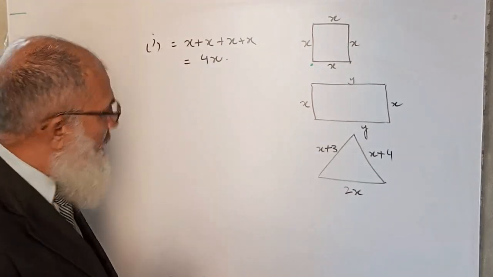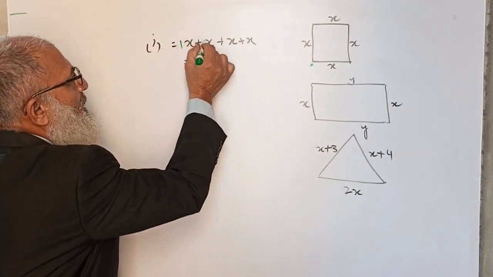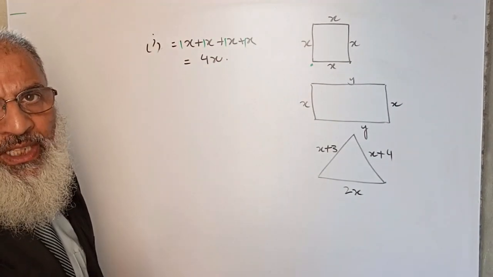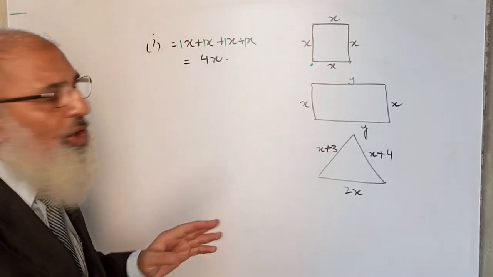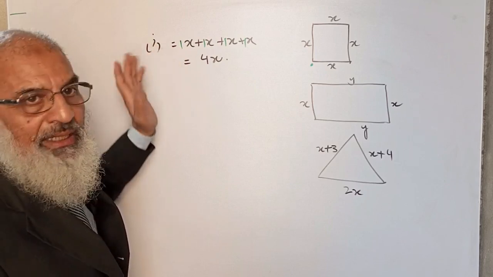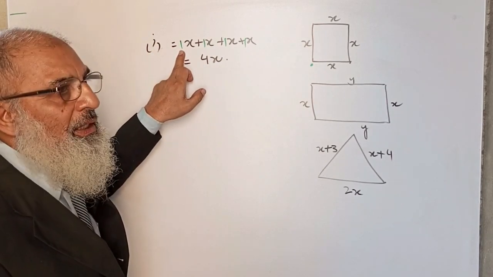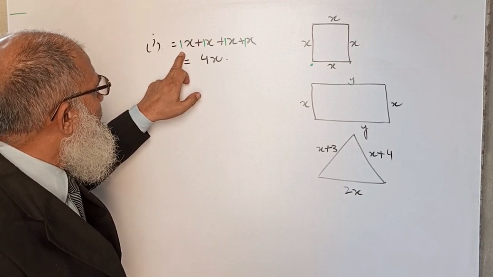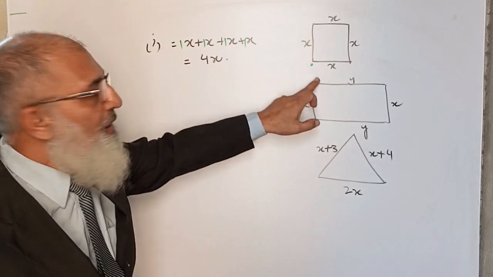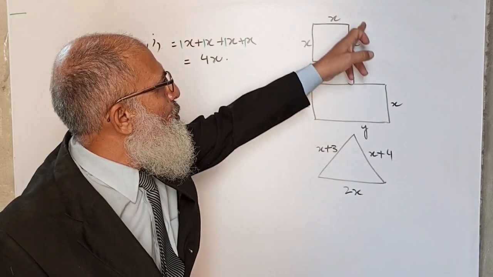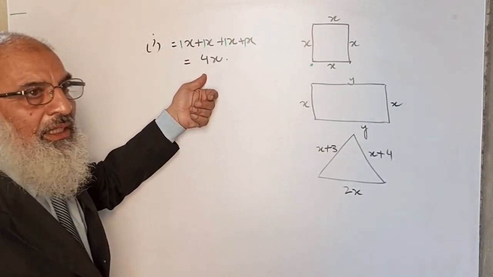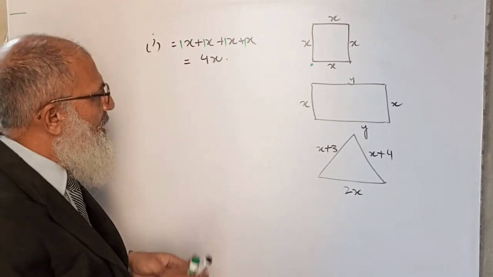You see that for each x, I told you in the laws that when a variable is written all alone, it means there is a 1 written at the left hand side of the variable, which is called the coefficient. So 1, 2, 3, 4. So what we have traveled is 1x, 2x, 3x, and 4x. Now this is the perimeter of the square.